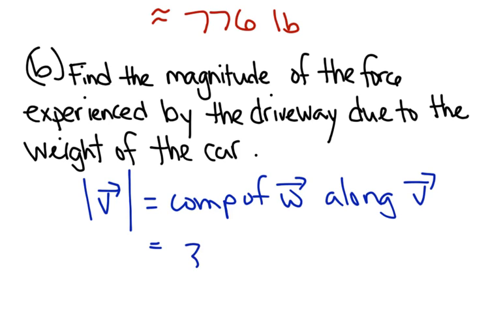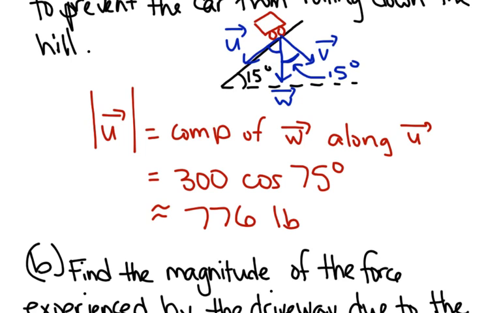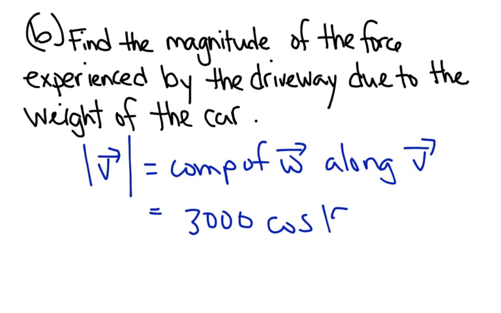So it's still the 3,000 pounds, but this time it's going to be the cosine of the angle between U, or V and W, which we said was 15. So the answer is approximately 2898 pounds.